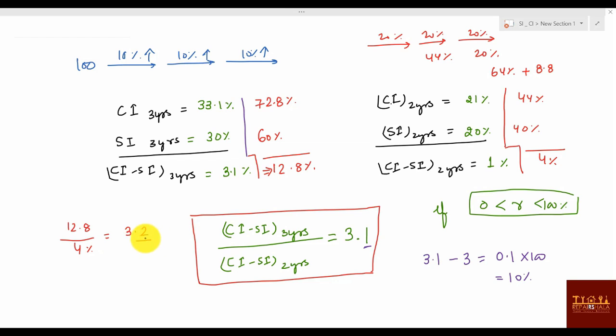So whenever they give you these two cases, CI minus SI for 3 years and CI minus SI for 2 years, divided, you will get a value like 3 point something. After the point, whatever comes, that is your rate of interest. How to find? 3.2 is there, you subtract 3.2 minus 3, whatever you get, multiply with 100 and you will get the rate of interest. Clear? Tell me it is clear, right?